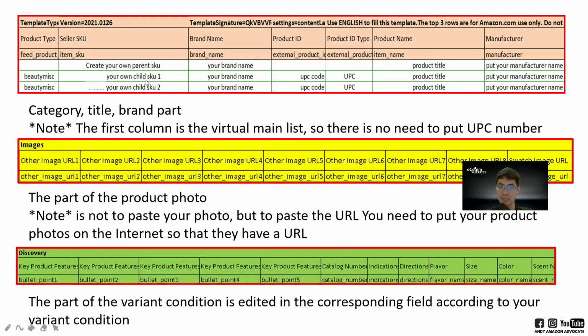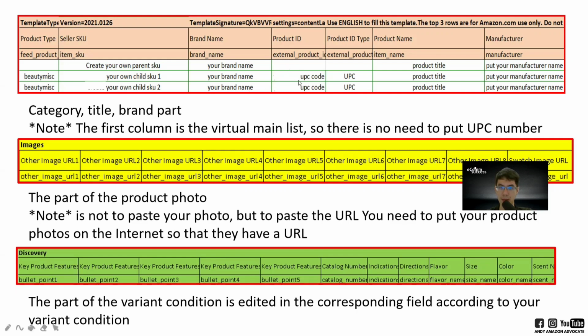This SKU has to be the SKU that you created. That means if you have already created the listing in Amazon, make sure you go and see what the SKU of that listing is, and then put that SKU over here. Then also put the SKU of your other color over here, and then you put your brand name.